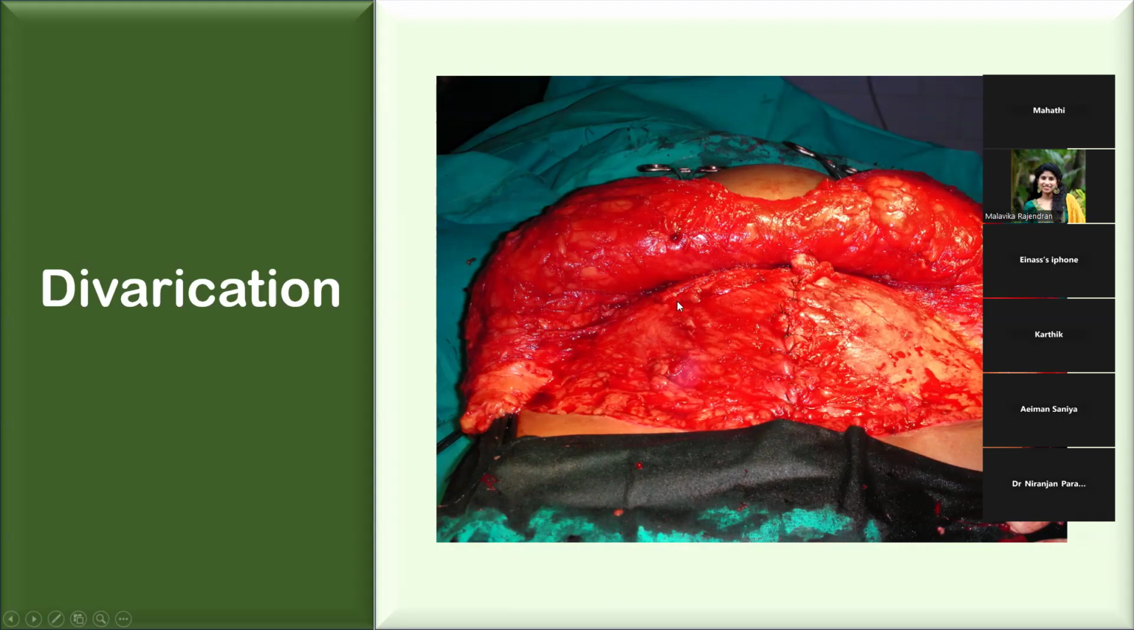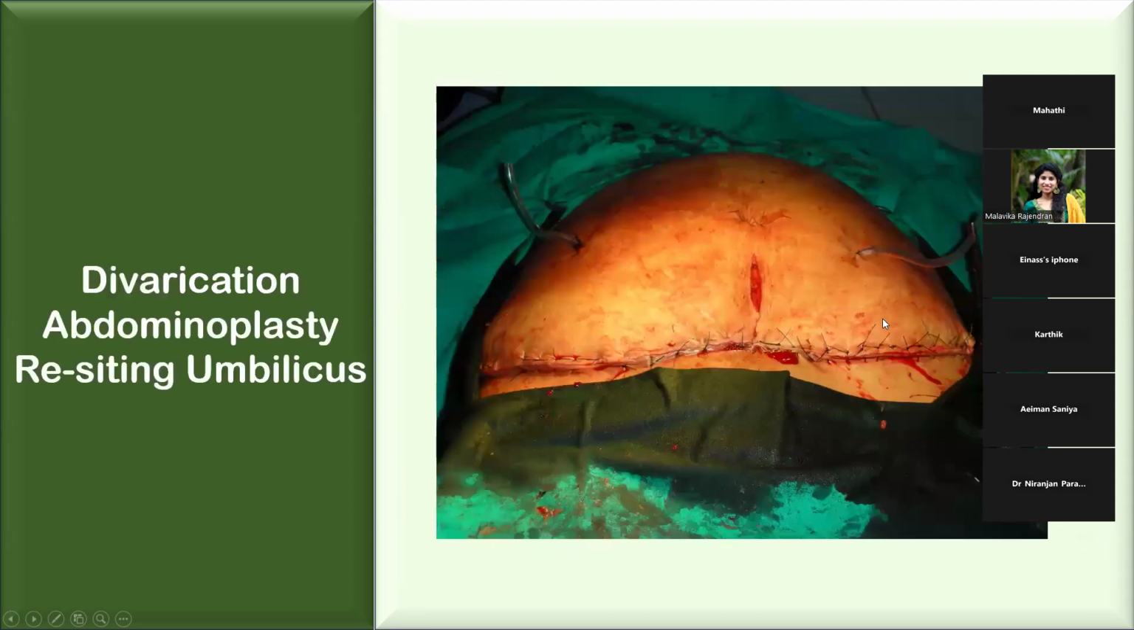So if you take a cross section at this level, you will find the whole thing coming down. And I've done an abdominoplasty with it. Always when you do an abdominoplasty, you must have the option of resighting the umbilicus. I won't go into the technical details, but you'll find that the umbilicus is very inferiorly placed in these people who need an abdominoplasty with an apron.